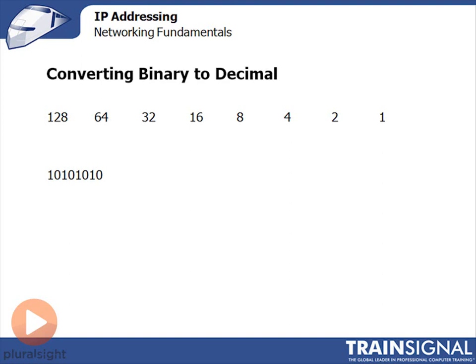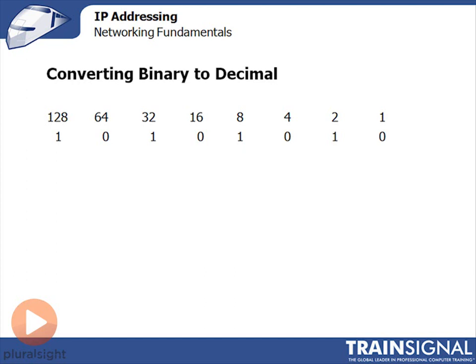When converting a binary number, so if you see a binary number in front of you, and you say, well, okay, it's a bunch of ones and zeros, I need to know what that equals in decimal. What you do is you take that binary number and put the ones and zeros under the binary column values.